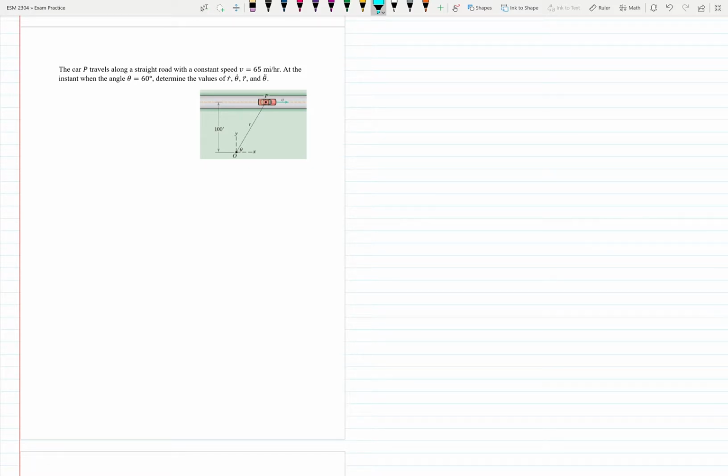Hi, so here we have a problem that reads: the car P travels along a straight road with a constant speed. It's given to us and the angle is also given. And we're told to determine r dot, theta dot, r double dot, and theta double dot.